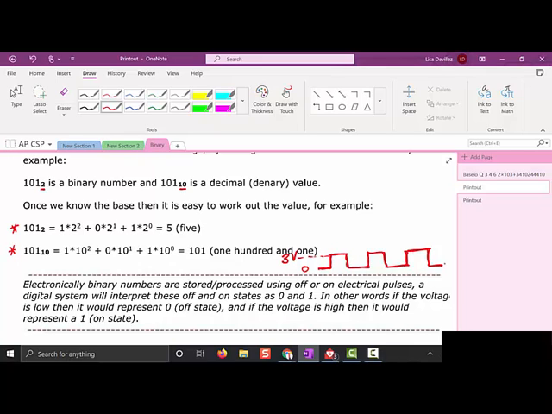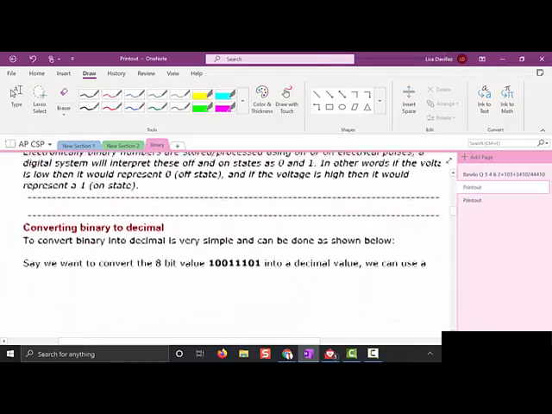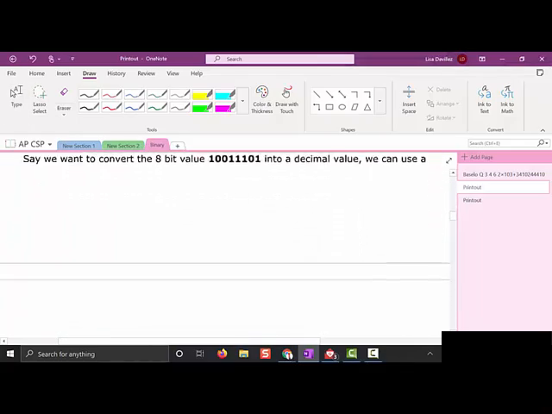So that's why we use binary numbering when we're talking about how computers actually transfer information. Everything is represented by a digital or a binary signal. All right, so we did convert.